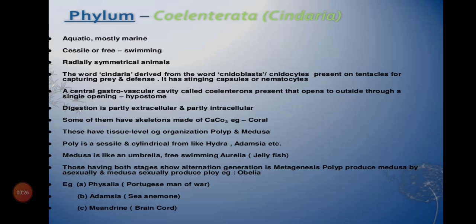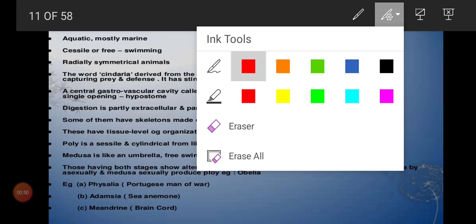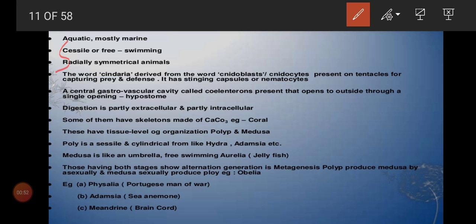How we saw in porifera, no? That porifera we can see in marine water. And Coelentrata we can see in both aquatic and marine water, and most of the animals are mostly marine. And here the second point is sessile or free swimming. Sessile means S-E-S-S-I-L-E, not C. Sessile or free swimming.